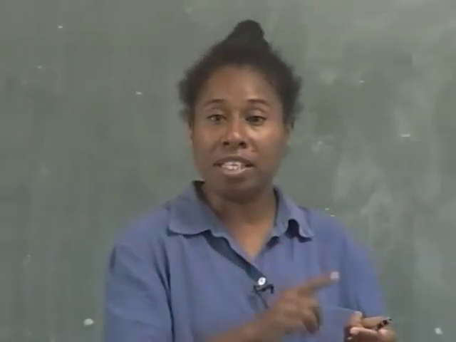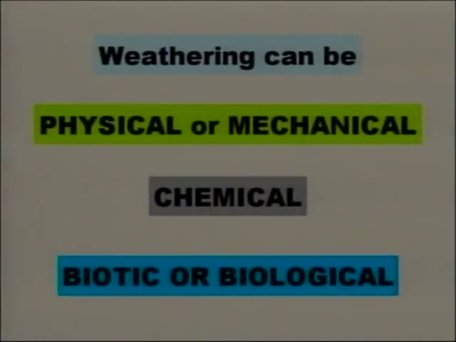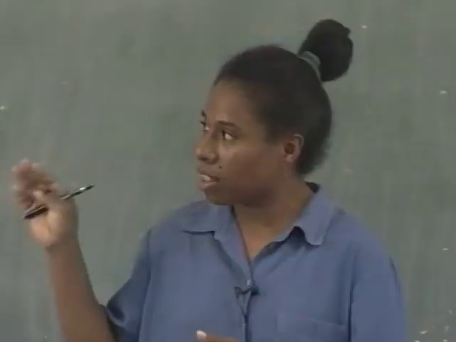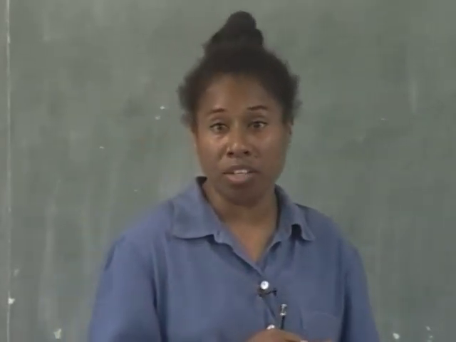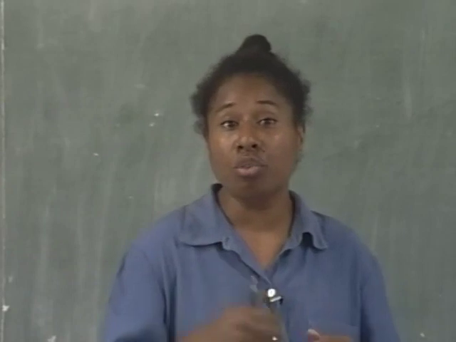Weathering can take place in the form of physical or mechanical weathering. Weathering can be chemical, and weathering can be biological or biotic. In other words, all those rocks that are on the surface can be broken down physically or mechanically, they can be broken down chemically, and they can be broken down biologically. We will look at each of those processes again later on in our topic on denudation. But that's how the rocks could be broken down.